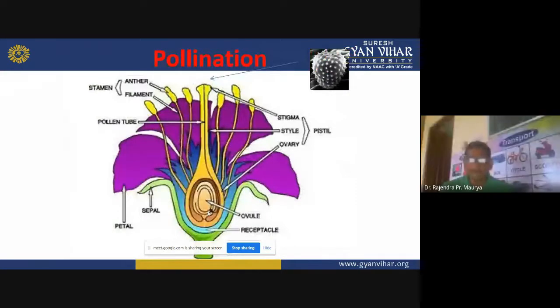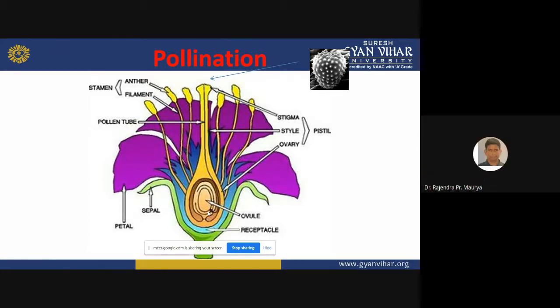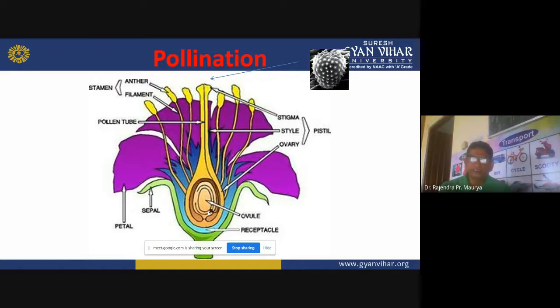So again we are repeating the same flowers. In this one you can see the male part, that is the staminate or androecium, with filament and anthers. The anthers contain a large number of pollen grains. The structure of the pollen grains you have already seen on the last slide. And on the right side you are looking at the pistillate, or the gynoecium, or the female flower. In this there are the stigma, style and ovary.